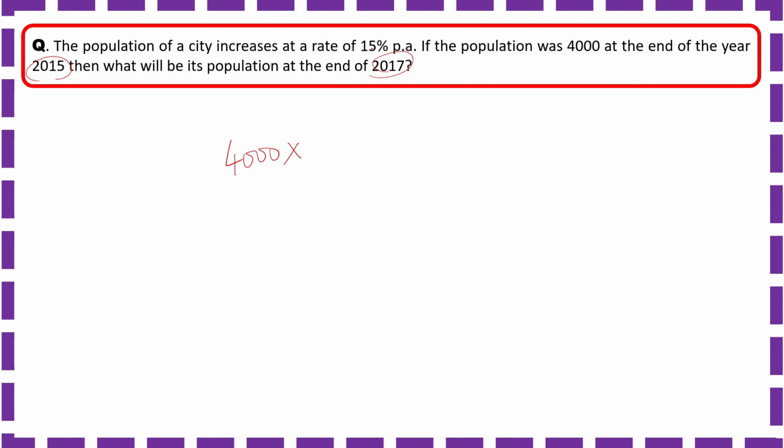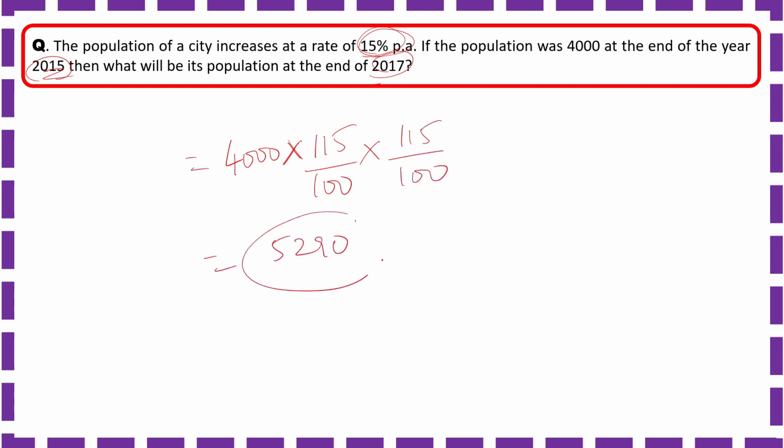What is happening here? The rate is 15% per annum. It's increasing. So it is similar like the interest, right? We solve in problems based on interest. So it is similar to that. So 4,000 into 15% increase means 100 plus 15, 115 by 100. For how many years? For 2 years, right? From 2015 to 2017. So one more year. Solve this. We'll get 5290. This is the population at the end of 2017, right?